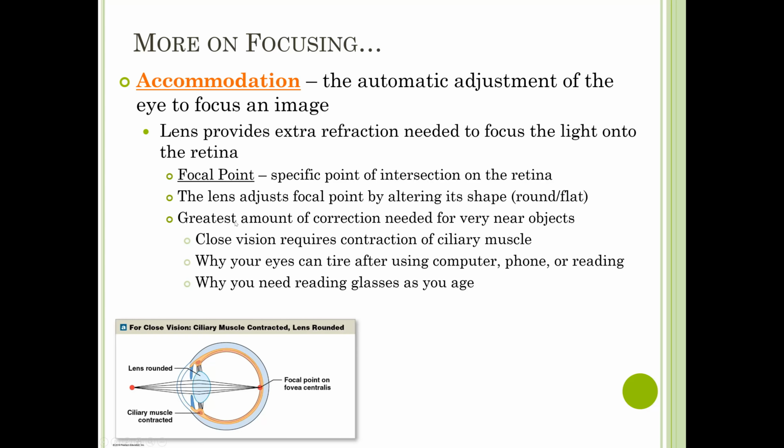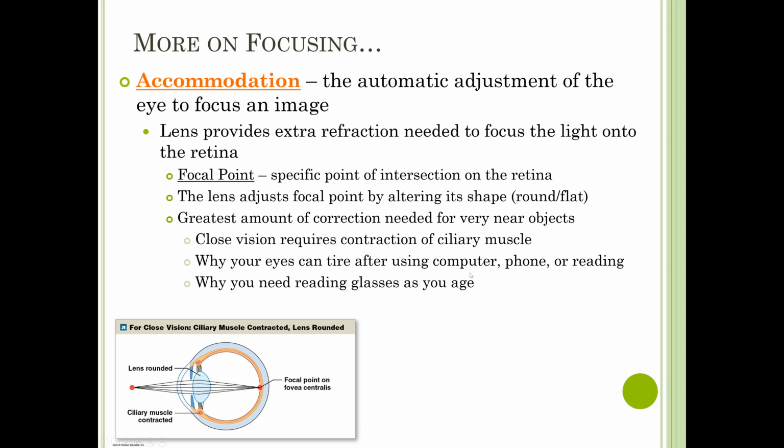So the greatest amount of correction is needed if you look at something very close up. When you're looking at something very close up, the ciliary muscles have to contract, which pulls on the lens and makes it more rounded. Because when you're looking at close-up objects, you have to have the contraction of the ciliary muscle.